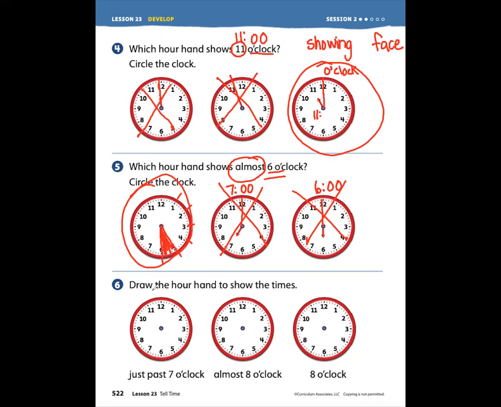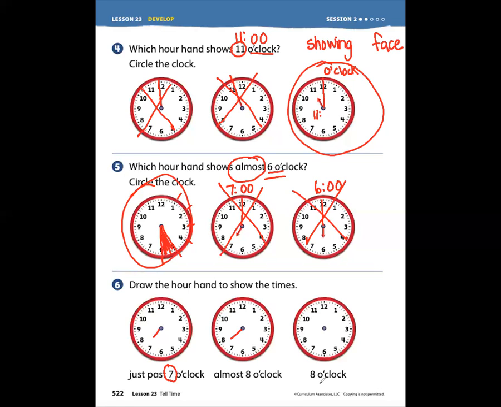Number 6, draw the hour hand to show the time. Just past 7. So past the 7, but not to the 8 yet. So I can put just past the 7 here. Here it says almost 8. So if it's almost 8, I'm going to go a little further this way towards the 8 than I did before. Not 8 o'clock yet, but it is almost 8.